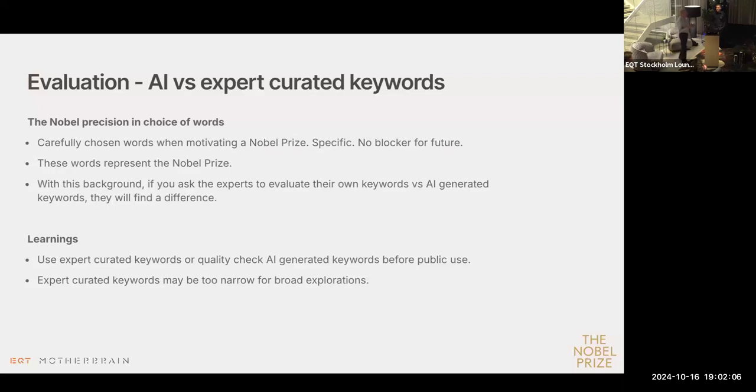That means they have that in mind when they look at the keywords. And if you then ask them to evaluate their own keywords with the AI-generated keywords, they will, of course, find a difference between them. So the learnings that we can make by this is that, okay, if we're going to expose these kind of keywords to a public in an exhibition at the museum or on a website and have it as text, then we should probably use some expert curated keywords or check the AI-generated keywords.